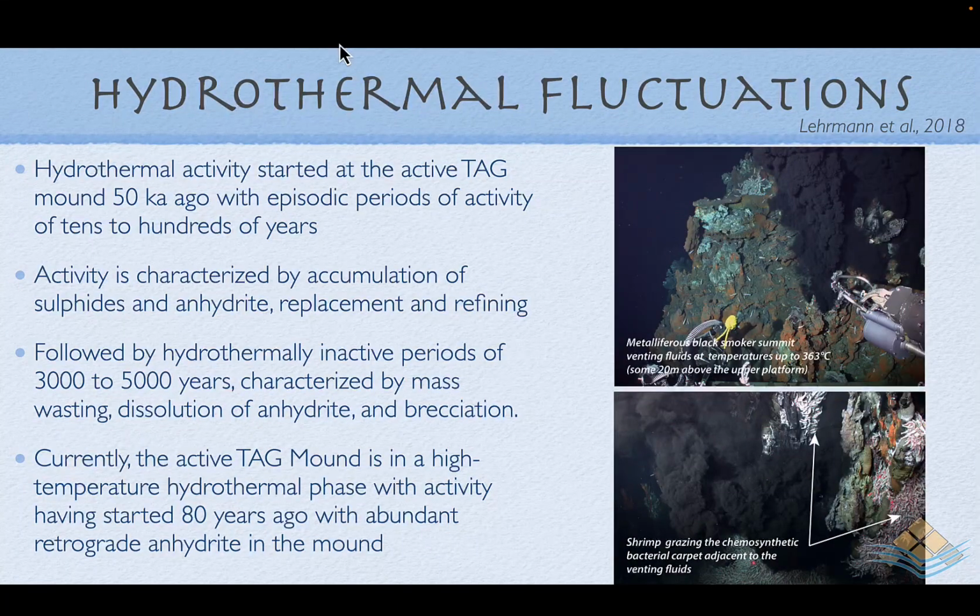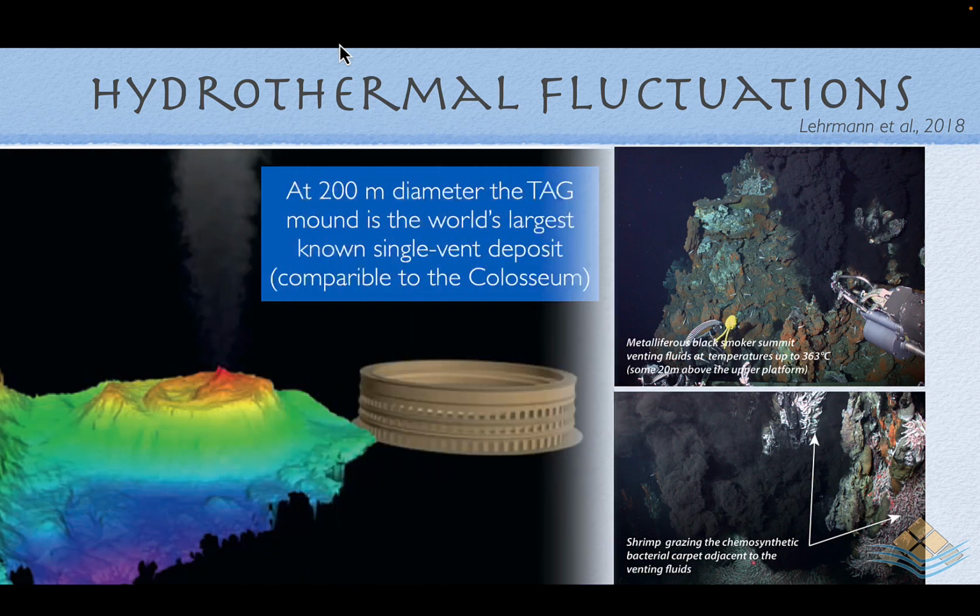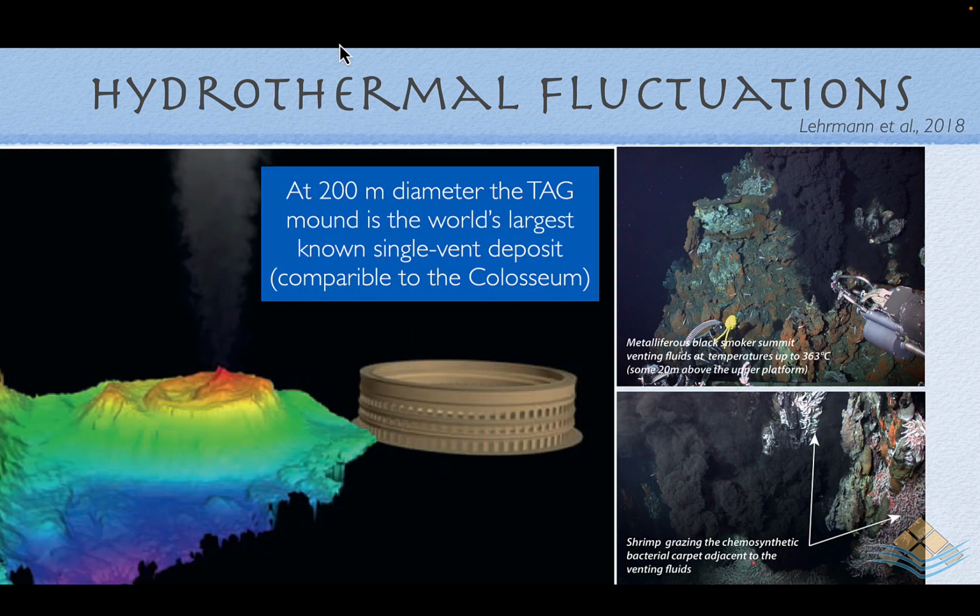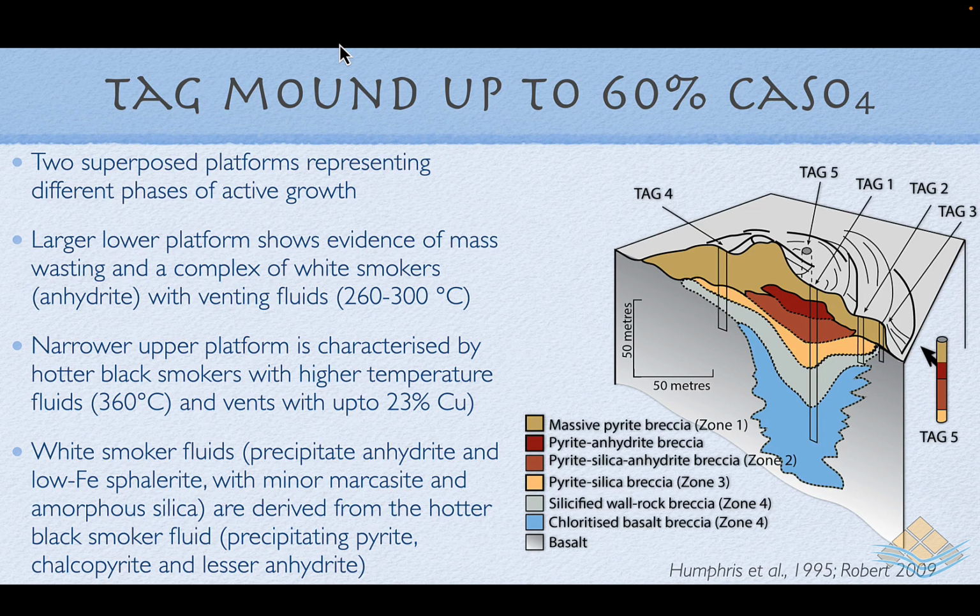What makes Tag Mound quite interesting is that it is the largest single vent structure known on the seafloor surface today. It's about 200 meters across, so it's comparable in size to the Roman Colosseum. It's got an outer platform and then an inner platform, a venting platform. The white smokers tend to form in the periphery. The black smokers tend to form in the hottest crestal position of venting. So we have two superposed platforms, and they probably represent different phases of active growth.